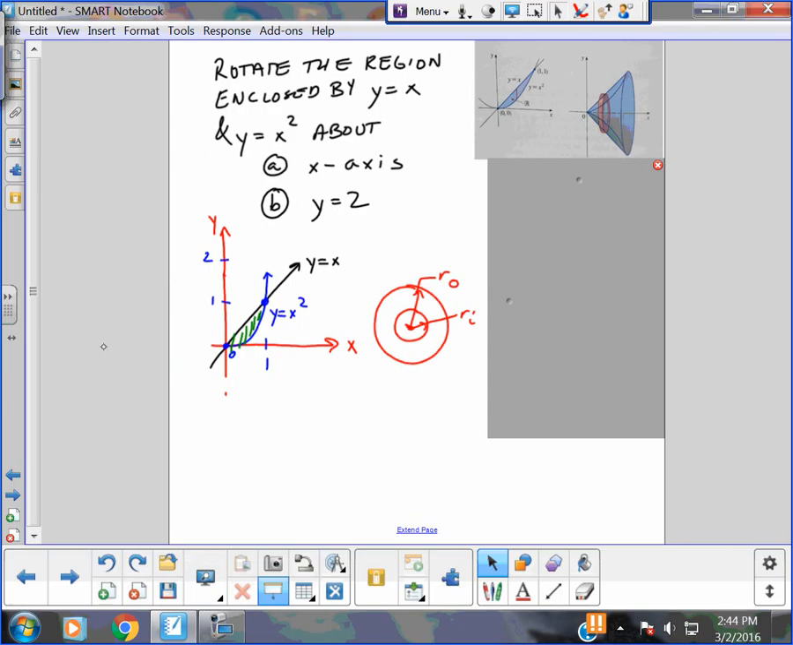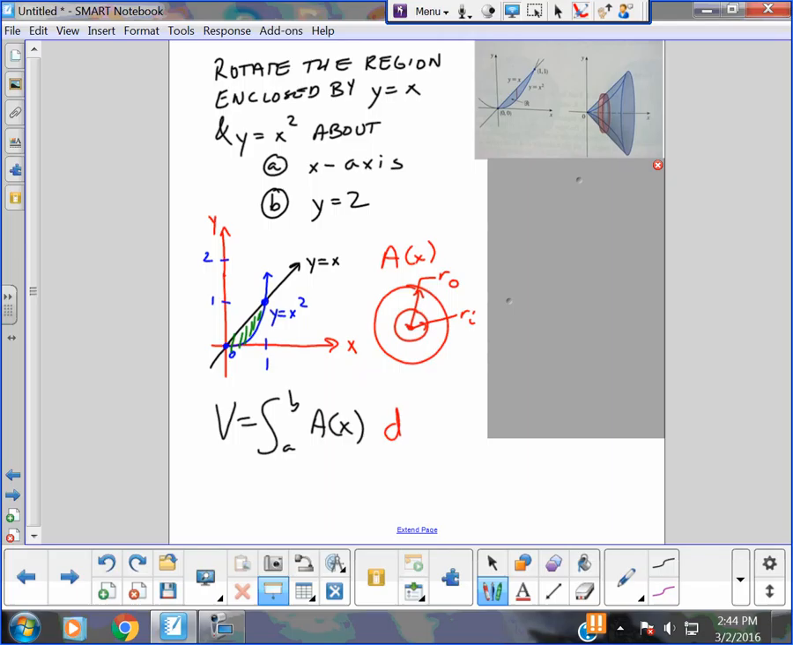I say, hey, I know the volume is the integral from a to b of the cross-sectional area, which is this washer, guys. This is the cross-sectional area, if I take one slice, times dx. The dx is the thickness of it, but it's also what we use to do the integration. I know it goes 0 to 1 because there were easy intercepts on this problem. That's why we picked these two functions.